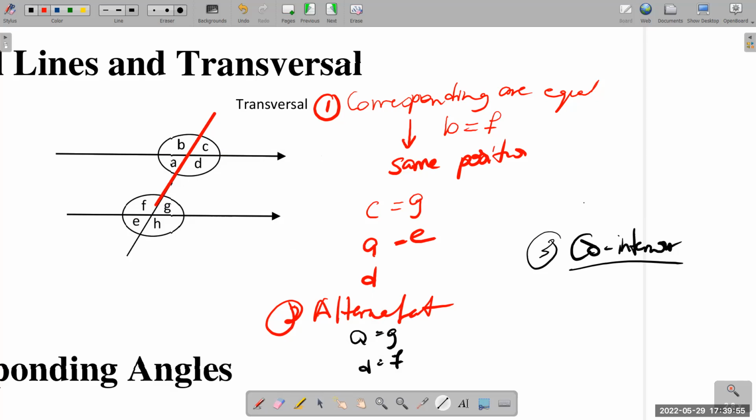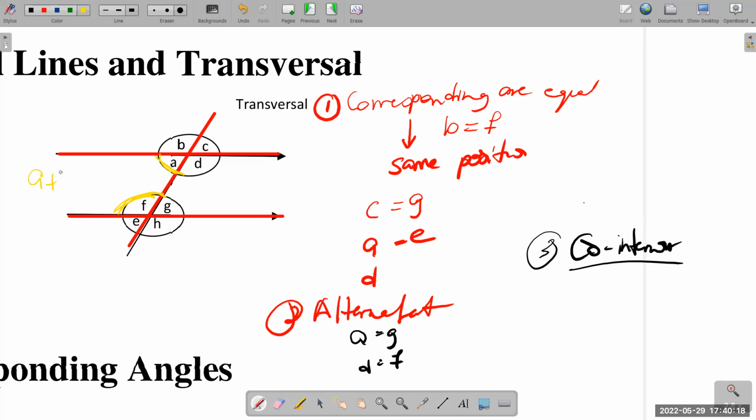So we have our transversal and we have our parallel lines. What is the difference between alternate and co-interior? Alternate is on the opposite side, but co-interior is on the same side. So who's on the same side? A and F, but they're not equal. What are they? They're supplementary.